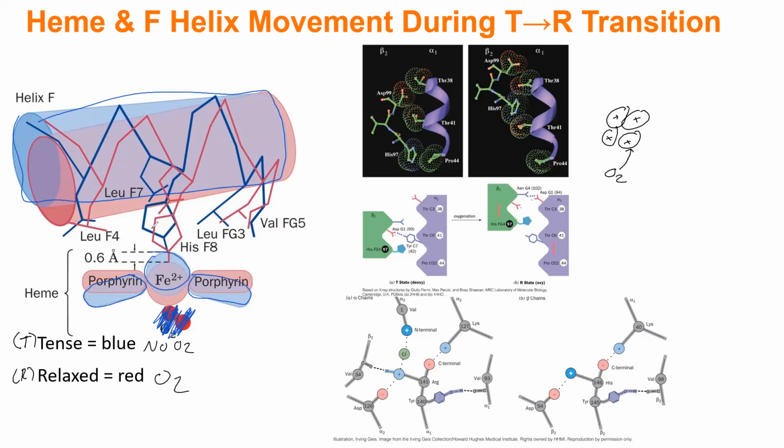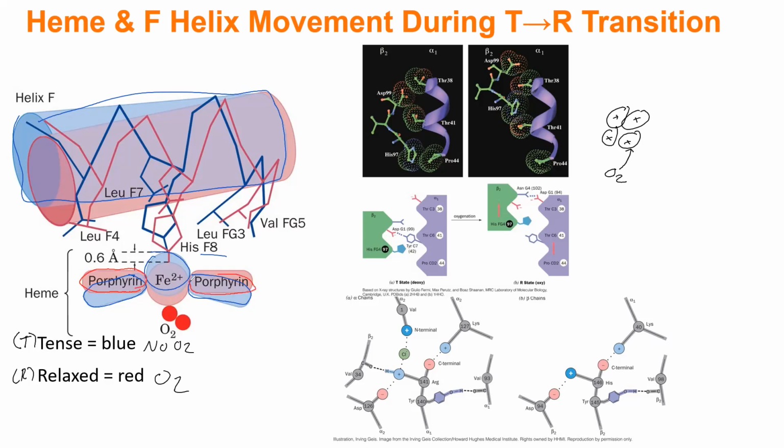And if you remember from Monday, I didn't really talk about it a lot, but there is a histidine residue, His F8, that is always going to be interacting with your iron, both in the tense state and in the relaxed state. All right, so that's when we don't have oxygen. That's what your heme looks like. Then when you go into the relaxed state, a lot of things happen.